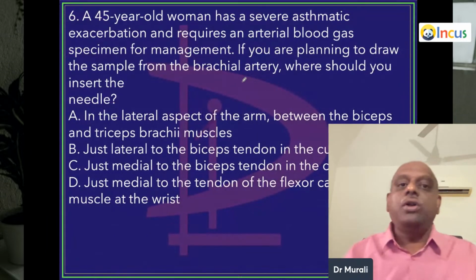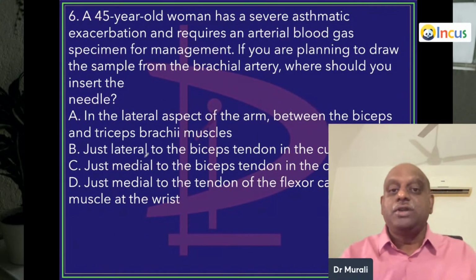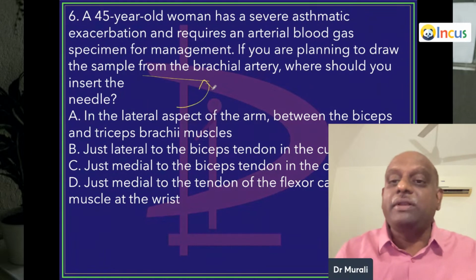A 45-year-old severe asthmatic, you're planning to draw the sample from the brachial artery.